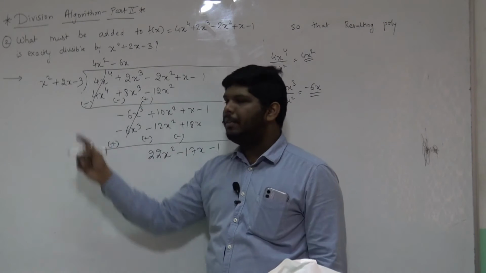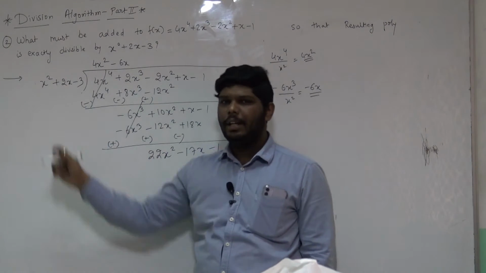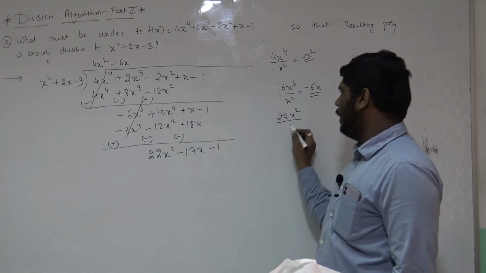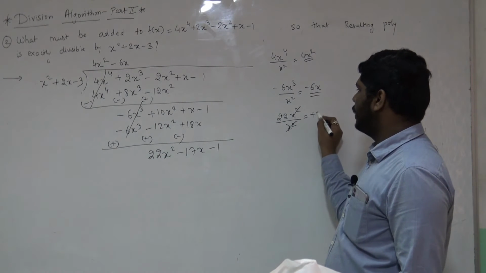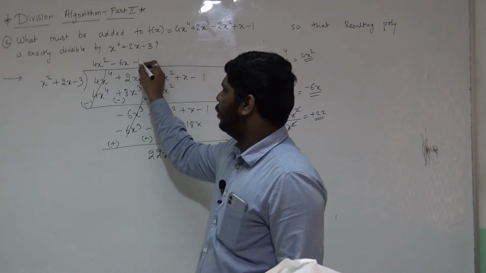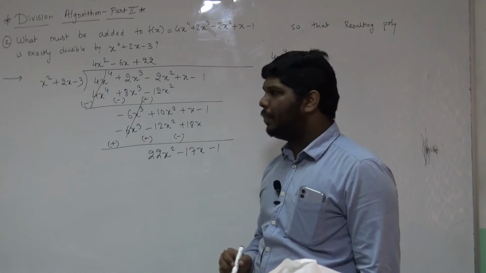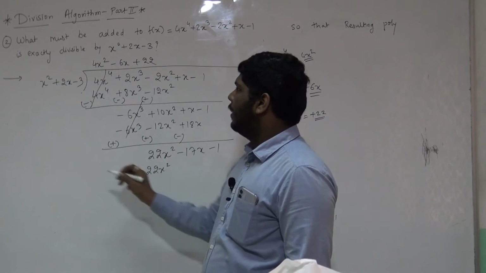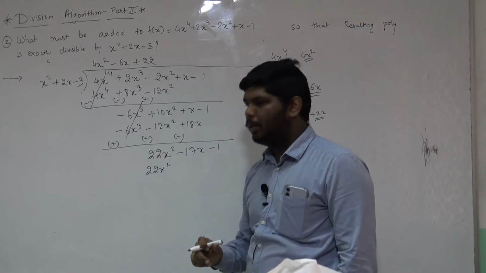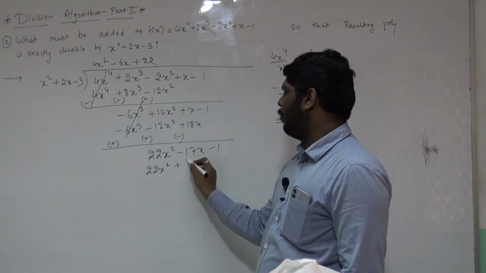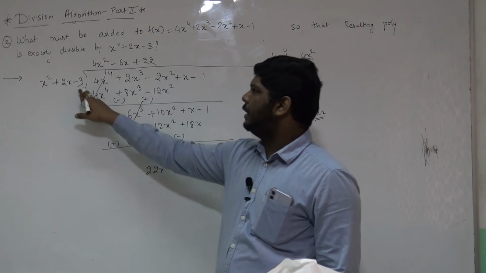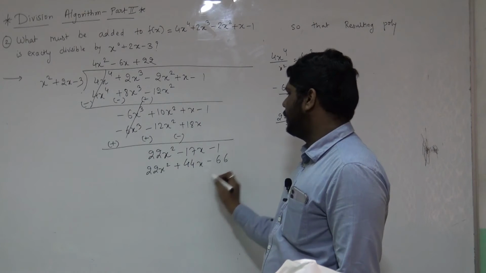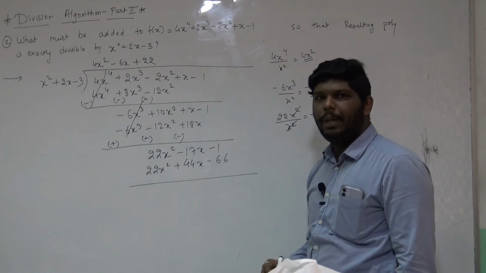Still we can continue with the division. As you can see, the degree is still the same. So the first term inside is 22x square and outside the first term is only x square. So if you divide, you are getting positive 22. So here you will write plus 22. After that, once again x square into 22 will give you 22x square. Then we have plus 2x into plus 22, which will be 44x. And minus 3 into plus 22 will give you minus 66, correct? 3 into 22 will be 66.